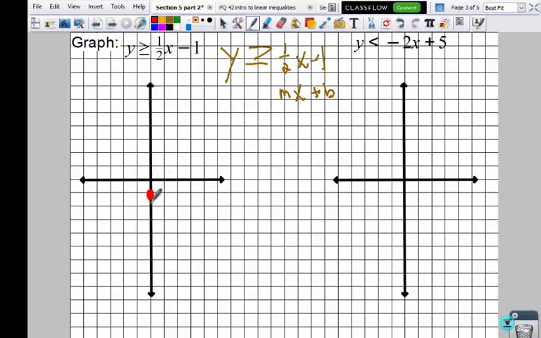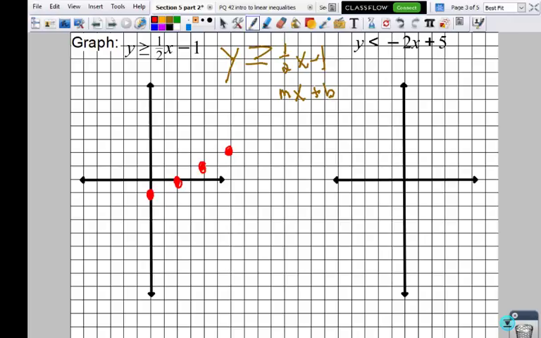Okay, I need to follow my m, and Susie, what's my m? Yep, 1/2, right, is my m. So it's rise over run, so I'm going up 1 over 2. I went up 1 over 2, up 1 over 2, and I'll do it one last time. You don't have to do it this many times. Alright, I got my dots.